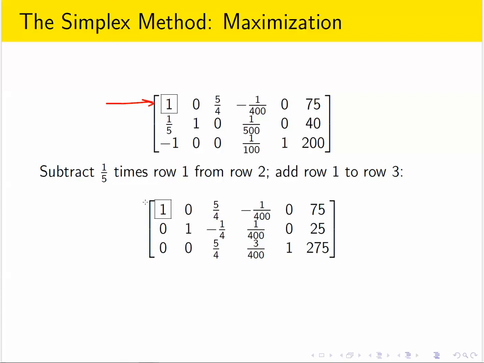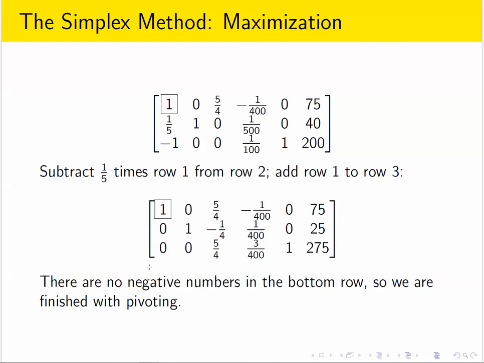And then the following operations will be to make this into a 0 by subtracting a 5th, so I have to subtract 1/5 of the pivot row. And to make this into a 0 by adding the pivot, so I just add the pivot row to the third row. And the matrix we see below is the result of those operations.